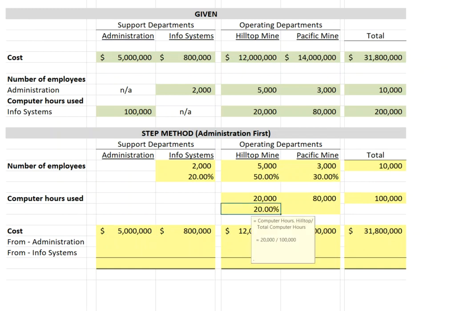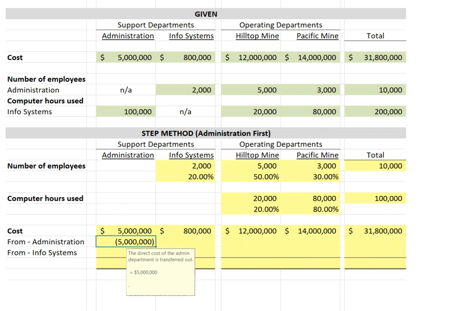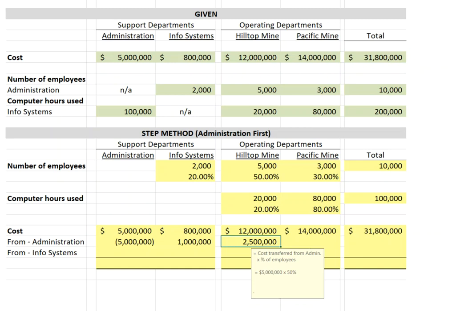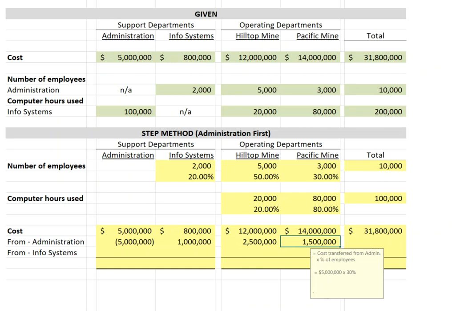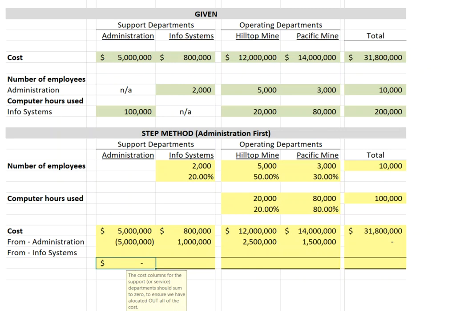Next, we pick up our allocation percentages for the Information Systems Department. 20,000 out of 100,000 hours, or 20%, will be at the Hilltop Mine, while 80,000 out of 100,000, or 80%, will be allocated to the Pacific Mine. So we're going to allocate out $5 million of direct cost from the admin department. 20% of the $5 million, or $1 million, will be charged to Information Systems. 50% of the $5 million, or $2.5 million, will be allocated to the Hilltop Mine. Then finally, 30% of the $5 million, or $1.5 million, will be allocated to the Pacific Mine. We ensure our row sums to zero, and we ensure our cost column for admin also sums to zero. This ensures we've allocated out all of the cost, and we haven't allocated too much anywhere else.